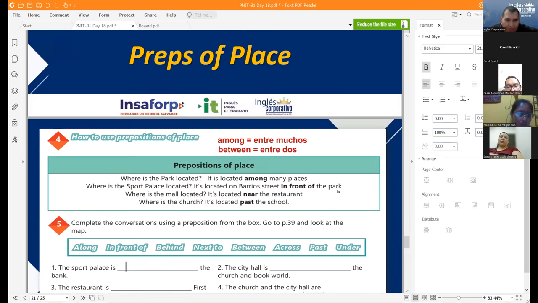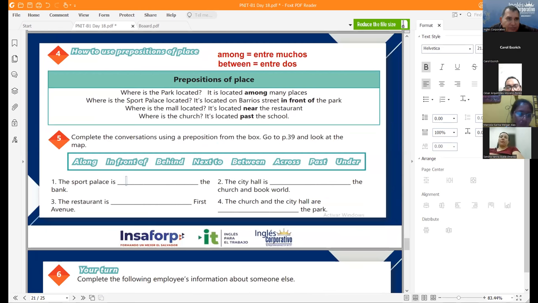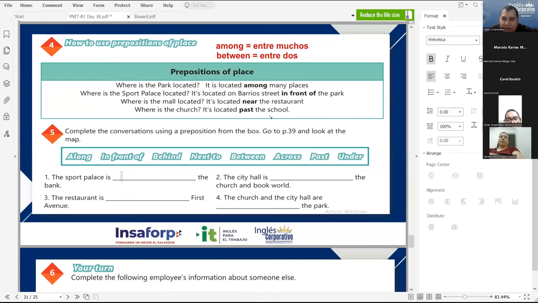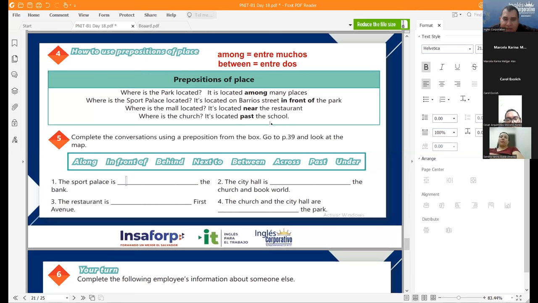There, page 39 says... Licenciado, ¿qué significa along? ¿Es como largo? A lo largo de... Siempre se usa, por ejemplo, a lo largo de una playa, along the beach, o a lo largo de la calle, o a lo largo de un río. Along a river, along the beach, o along the street.